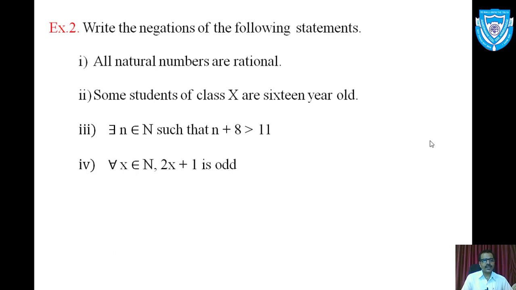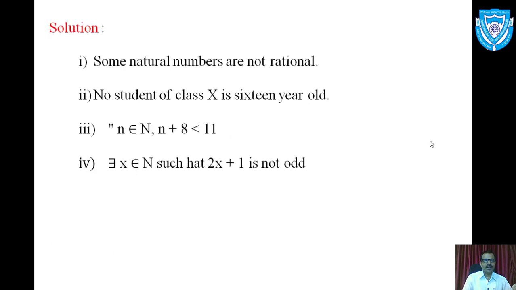Let us move to the third example. There exists small n belonging to capital N. Here capital N stands for the set of natural numbers, such that n plus 8 is greater than 11. To take the negation, replace 'there exists' by 'for all', and take the negation of the open sentence n plus 8 greater than 11. So the negation of the given quantified statement becomes: for all n belonging to capital N, n plus 8 is less than 11.